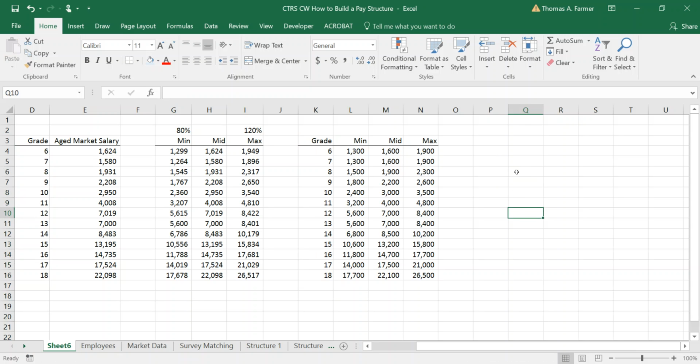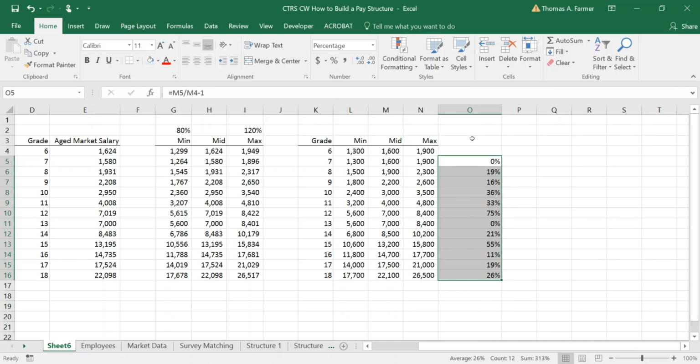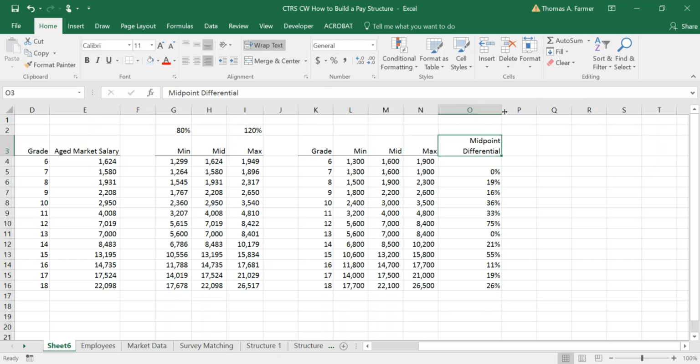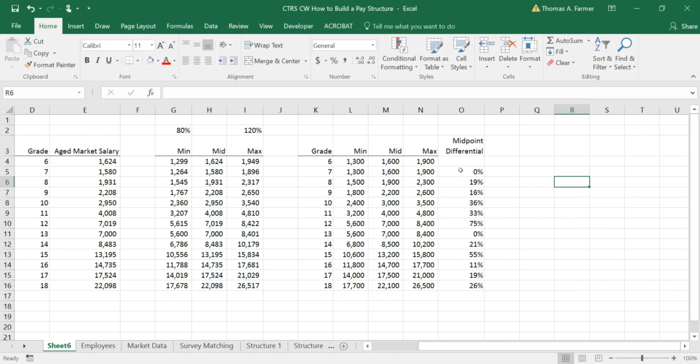So let's just illustrate here what I'm talking about. The midpoint in grade 7 is 0% higher than the midpoint of grade 6, as you can see. Now, if I copy this down, I can see my other midpoint differentials. And a midpoint differential is what we call the percentage rise from one midpoint to the next higher midpoint. Okay, 19% midpoint differential from grade 7 to grade 8, for example.